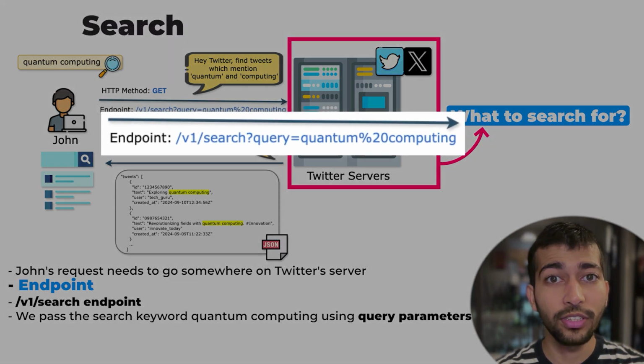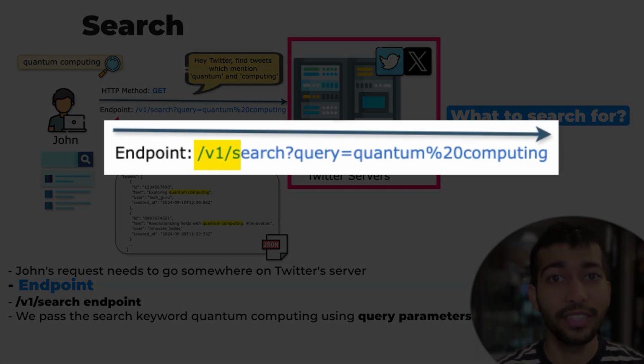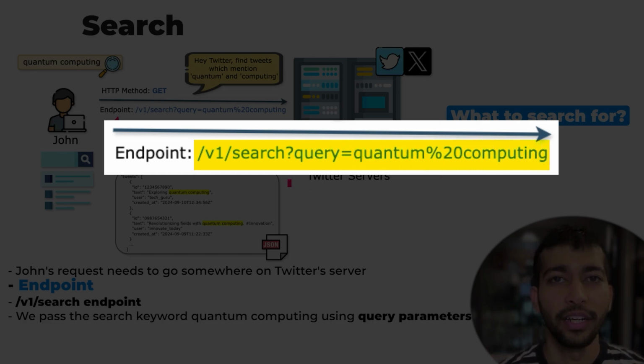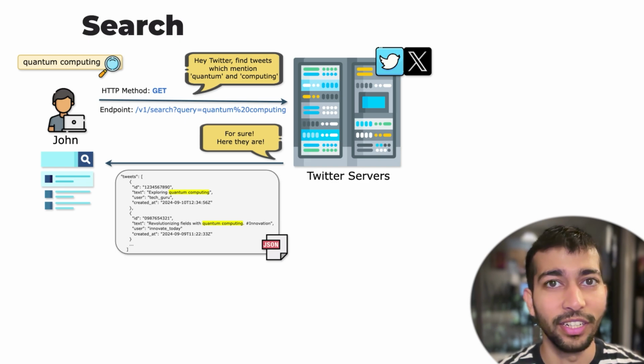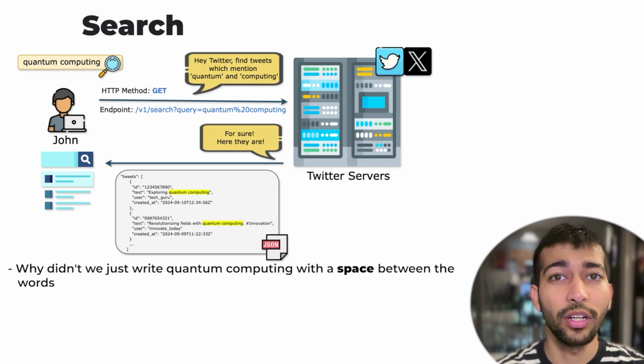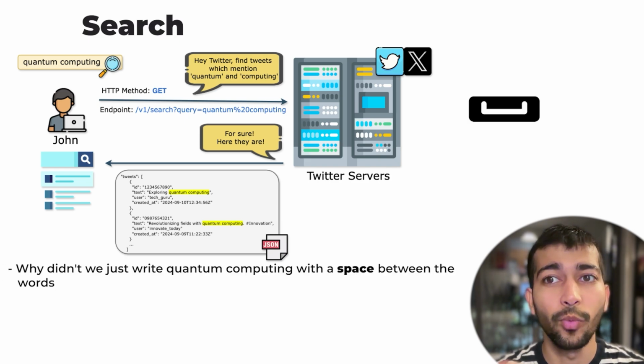So our endpoint looks something like this: /v1/search?query=quantum%20computing. Note that we do not have a space there, but %20 in the URL. Let's decode that mystery. Why didn't we just write quantum computing with a space between the words?